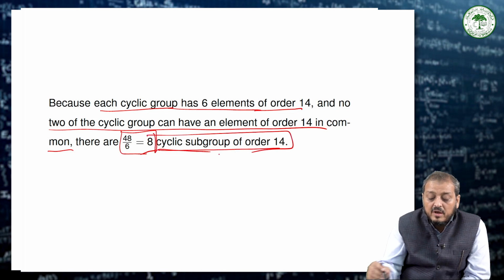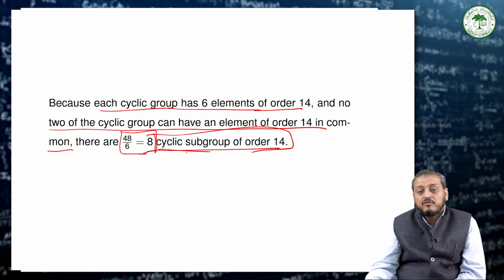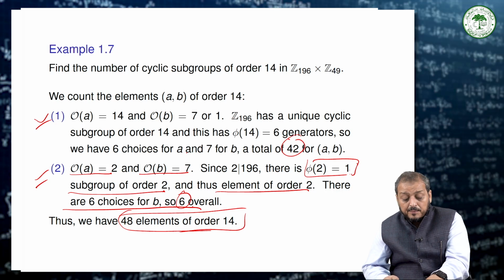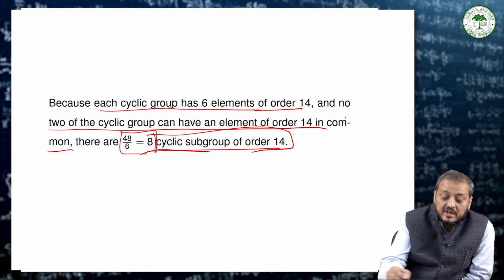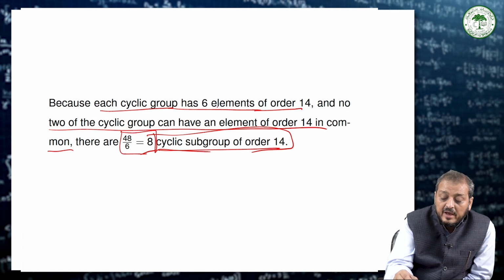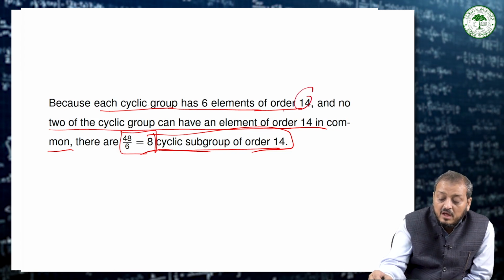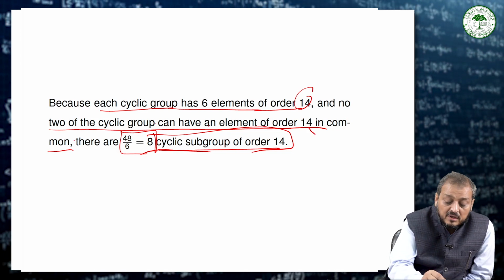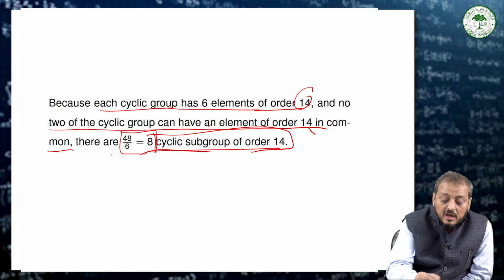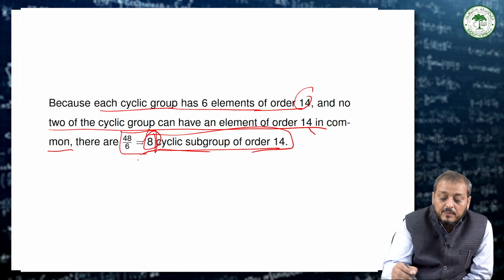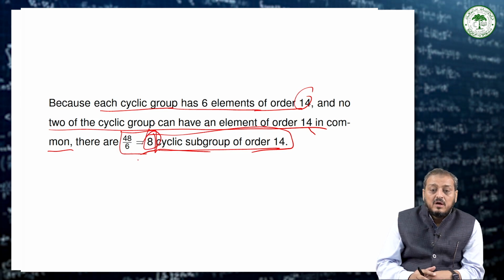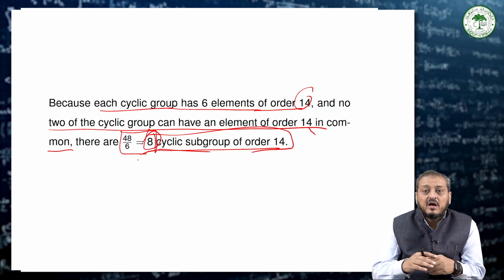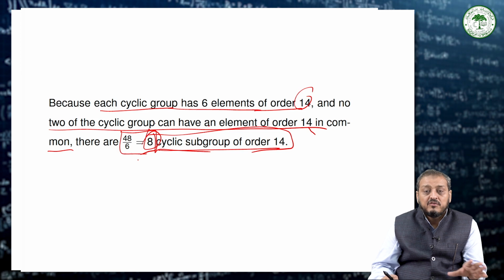So this means we have a total of 8 cyclic subgroups of order 14. The total number of elements of order 14 is 48, but we have to work out how many cyclic subgroups that gives, because each cyclic subgroup has 6 elements of order 14, and no two cyclic subgroups have an element of order 14 in common. So 48 divided by 6 gives 8. So the total number of cyclic subgroups of order 14 in Z196 by Z49 is 8.